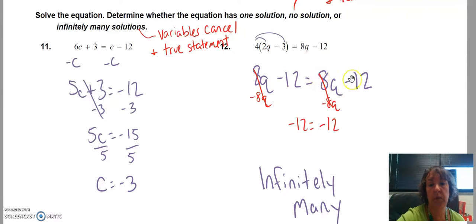All right, this is one that after you distribute, you might notice right here on this line that 8q minus 12 equals 8q minus 12. Those are exactly the same. When both sides of an equation are exactly the same, that's infinitely many. If you're just working along and you went ahead and undid a variable or took away 8q from both sides, or subtracted 8q, and then you're left with negative 12 equals negative 12, which is a true statement, so you say infinitely many.